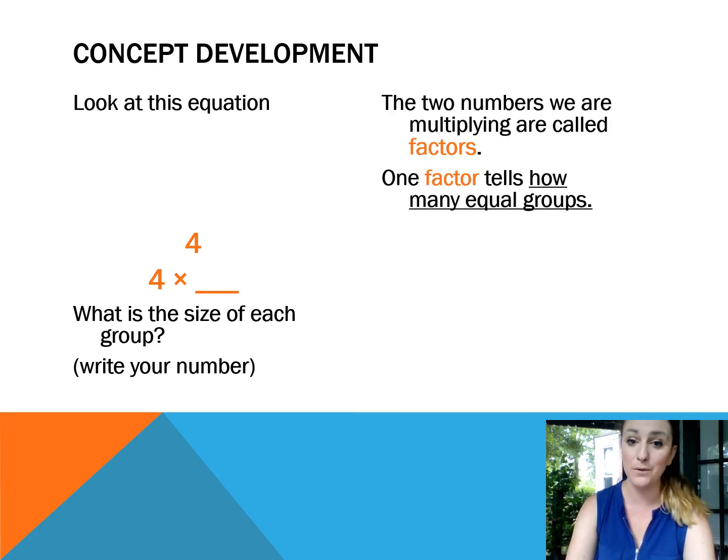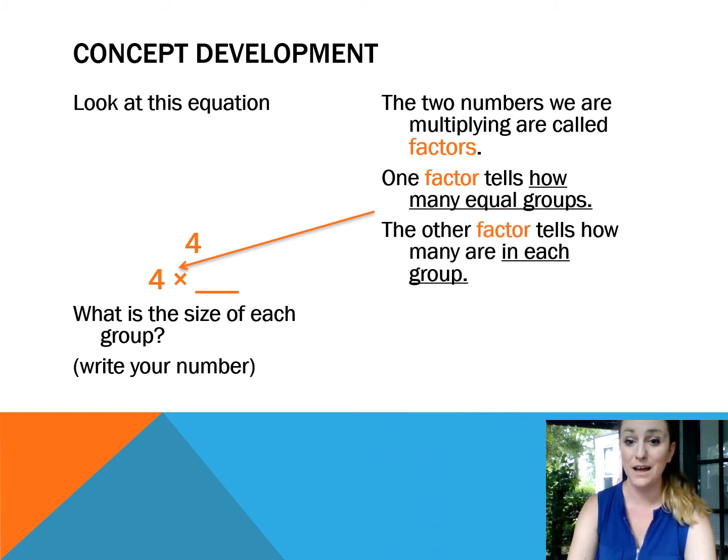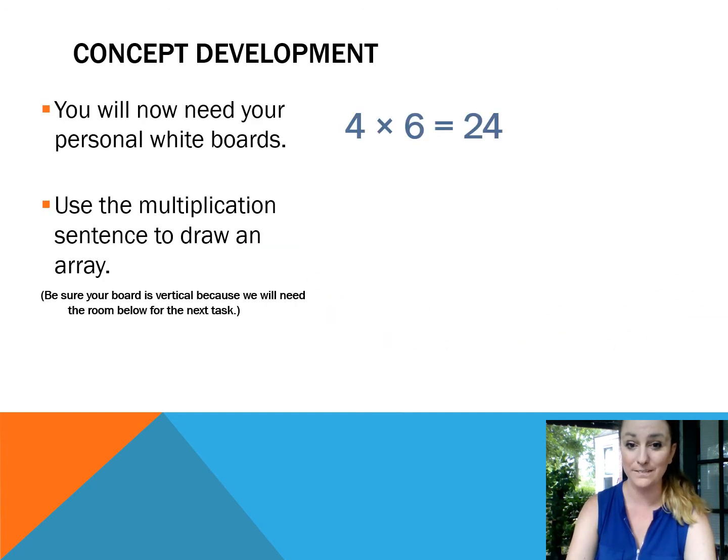The 2 numbers we are multiplying are called factors. One factor tells us how many are equal groups. That would be the first factor. The other factor tells how many are in each group. That would be the second factor. I like to think of it as your get. Groups times each equals total. And never forget your get.